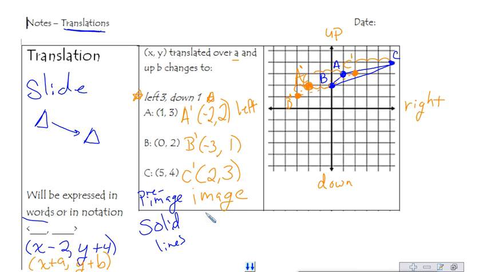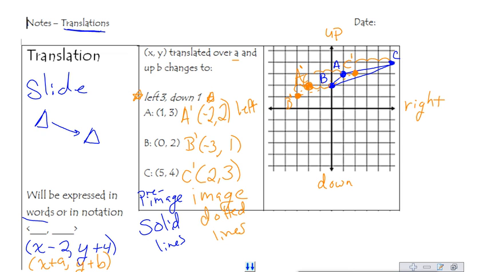And then we use images by using dotted lines. That's actually more important than you think it is. Okay, and that's how we communicate them to each other. Because you might have a picture where they show you both, and they say, okay, how is this translated? And you have to know which one is the starting, because otherwise, I'd be going right and up. Okay. All right, so let's try the second one.